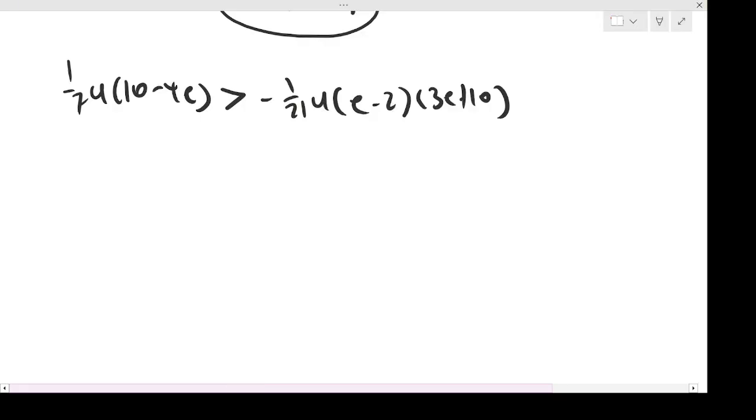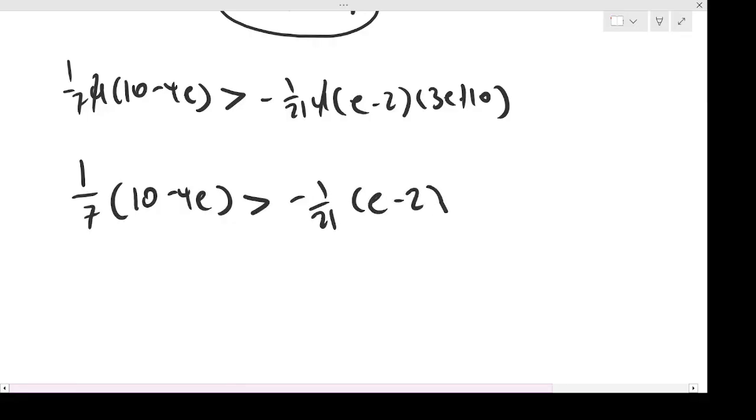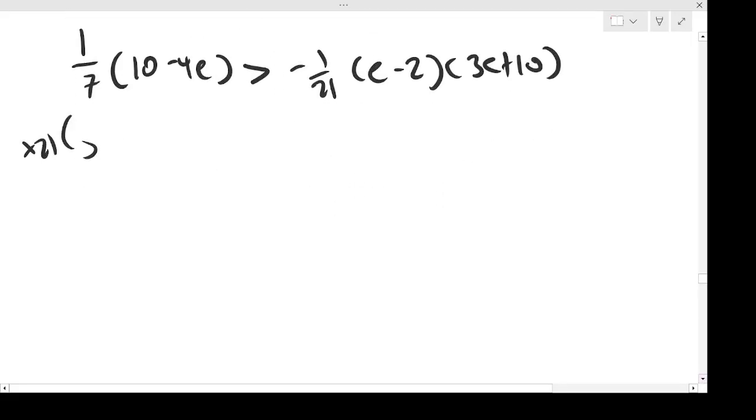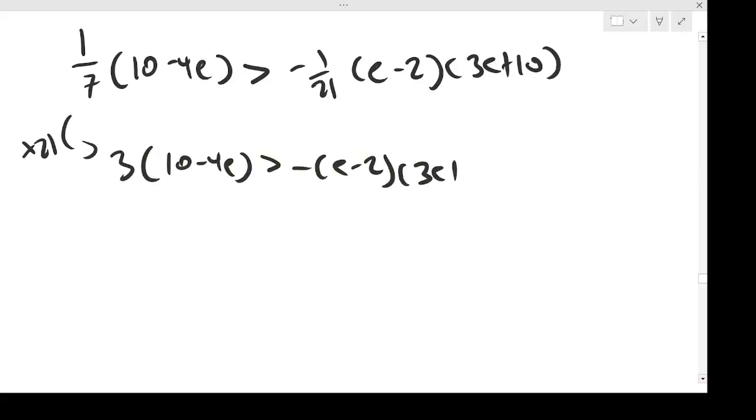And the first thing I can do is divide and cancel the u's, right? So that'll become a seventh of (10 minus 4e) bigger than minus 1 over 21 of (e minus 2)(3e plus 10). Okay, again, I'm dividing by a positive quantity, so I don't need to reverse the inequality because u is positive, u is a speed. Then I can actually get rid of the fractions by multiplying by 21 to both sides. So 21 over 7 is 3, lots of (10 minus 4e) is bigger than minus (e minus 2)(3e plus 10). I think at that point I should probably start expanding the brackets.